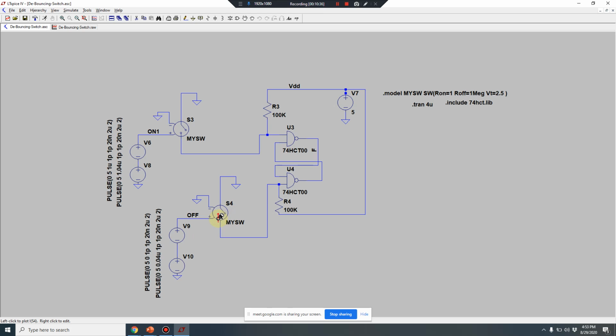The moment I press this switch, this ground will be fed to the input of this NAND gate. A 0 at the input of this NAND gate will make a 1 here. So this 1 will be fed to the input of this NAND gate. What is the other input of this NAND gate? This switch is off, there is no input given. This switch is off, so this is open here.